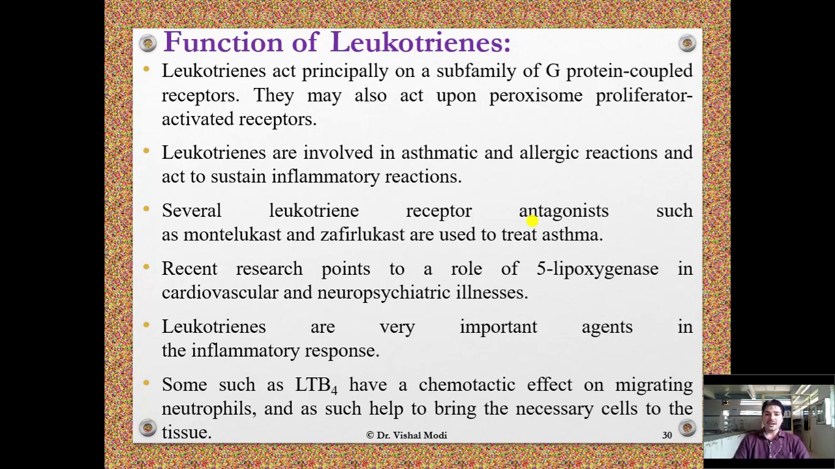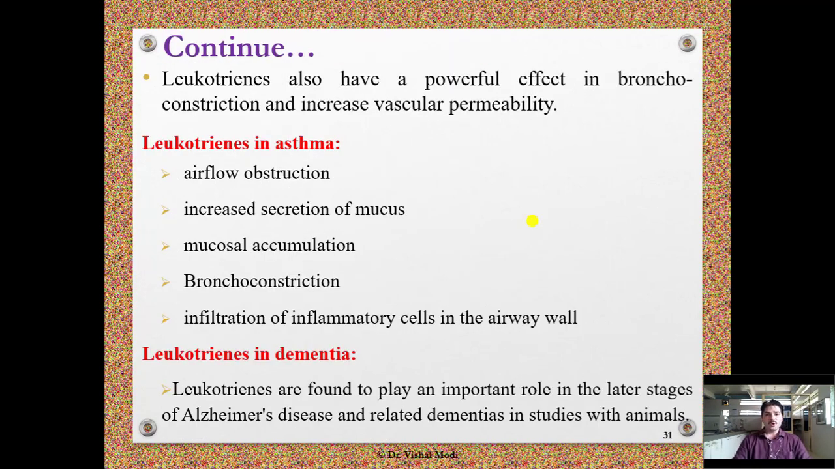Leukotrienes are very important agents in the inflammatory response. Some agents such as leukotriene B4 have a chemotactic effect on migrating neutrophils and as such help to bring the necessary cells to the tissue. Leukotrienes also have a powerful effect in bronchoconstriction and increased vascular permeability. Leukotrienes in asthma: it causes airflow obstruction, increased secretion of mucus, mucosal accumulation, bronchoconstriction, and infiltration of inflammatory cells in the airway wall.